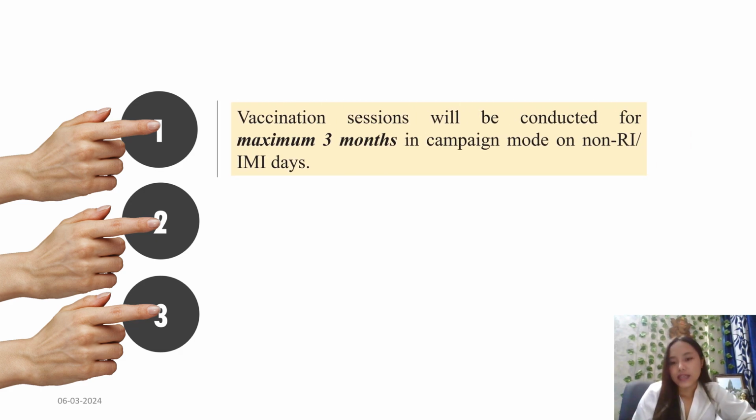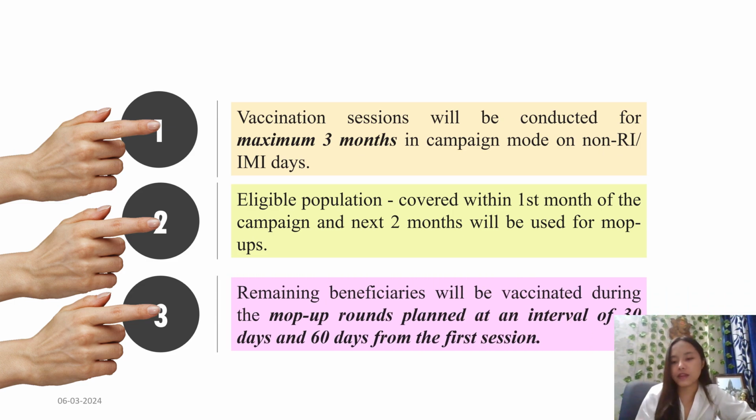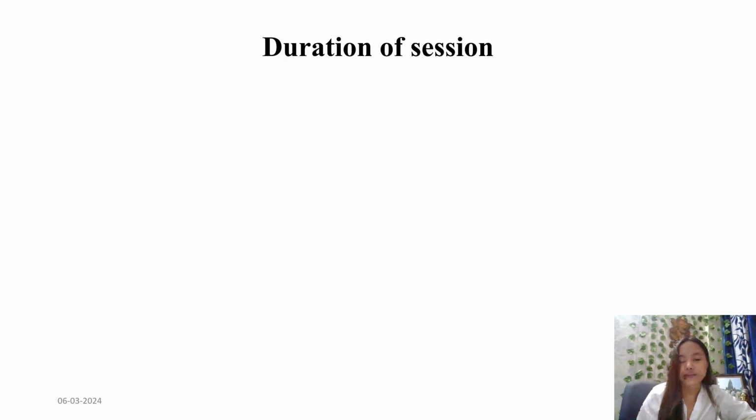Also, these vaccination sessions will be conducted for a maximum of 3 months in camping mode on non-routine immunization days and non-intensified mission Indradhanush days. The eligible population will be covered within the first month of the camping itself, and the next 2 months will be used for mop-up rounds in which the remaining beneficiaries will be vaccinated.